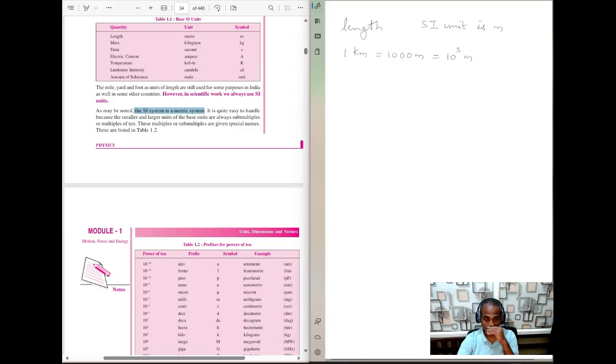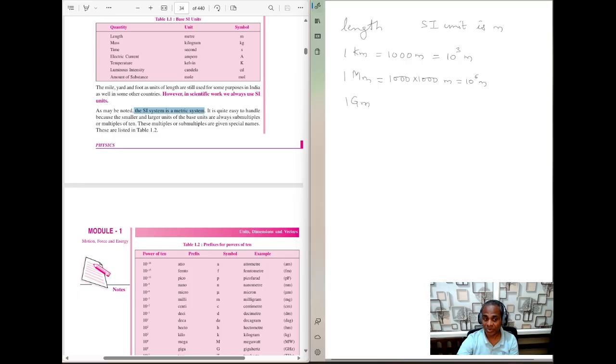Similarly, still larger distances like megameter. It is nothing but 1,000 into 1,000 meters, which is nothing but 10 raised to 6 meters.